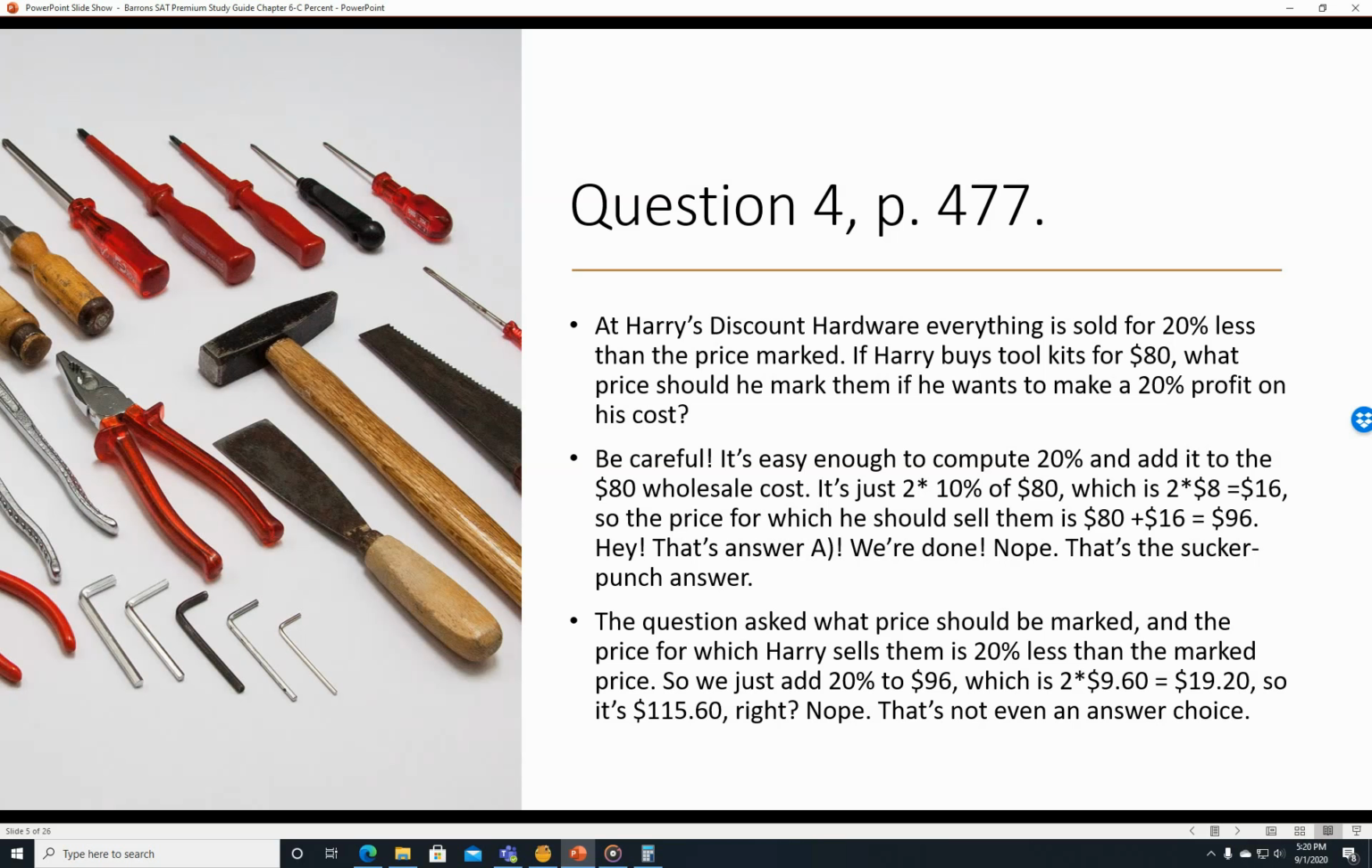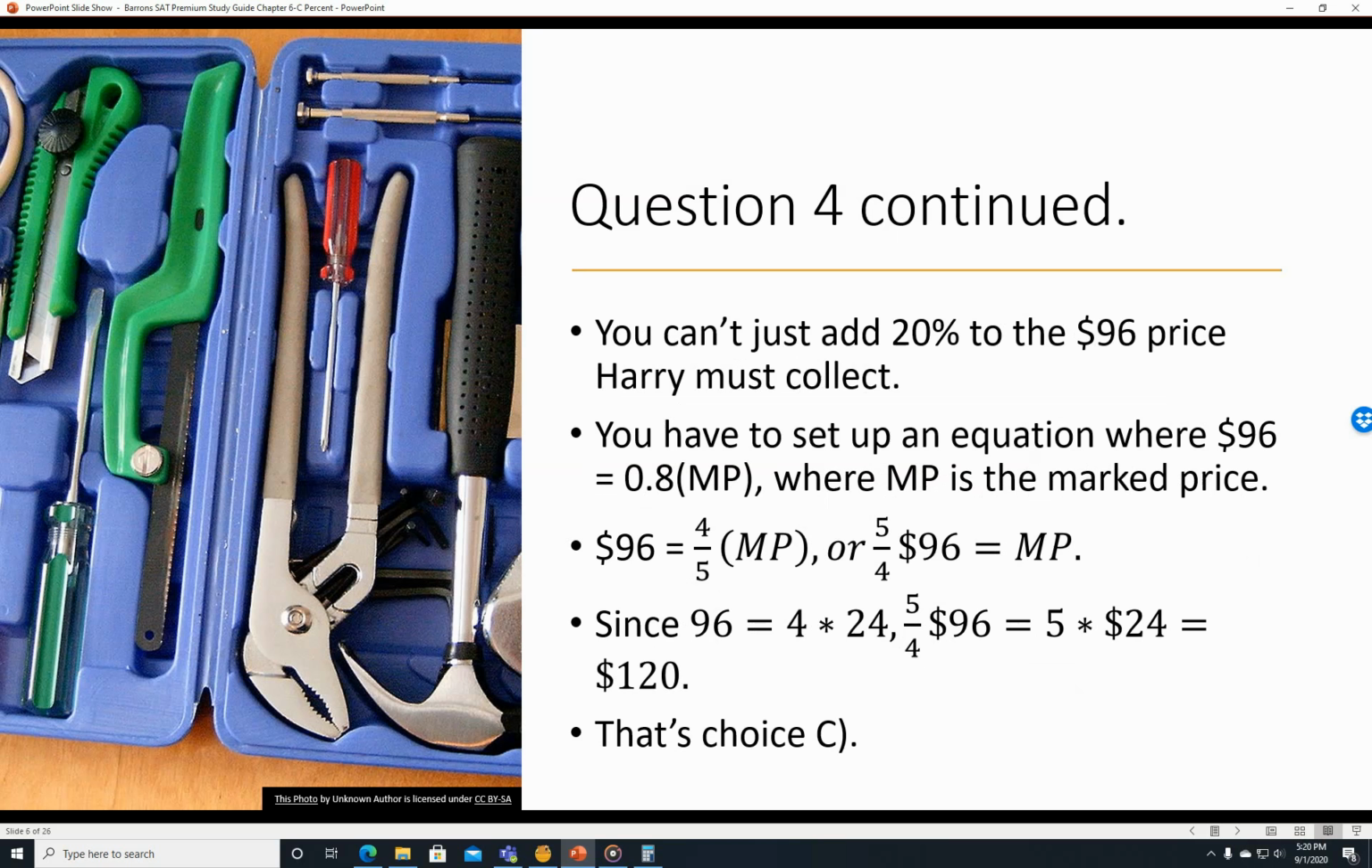So we can't just add 20% to $96, which would be 2 times $9.60, which would be $19.20, making $115.20. That's not even one of the answer choices here, so we know that's not the right answer, and hopefully you already knew that. Okay, so you can't just add the 20% to the $96 price Harry must collect.